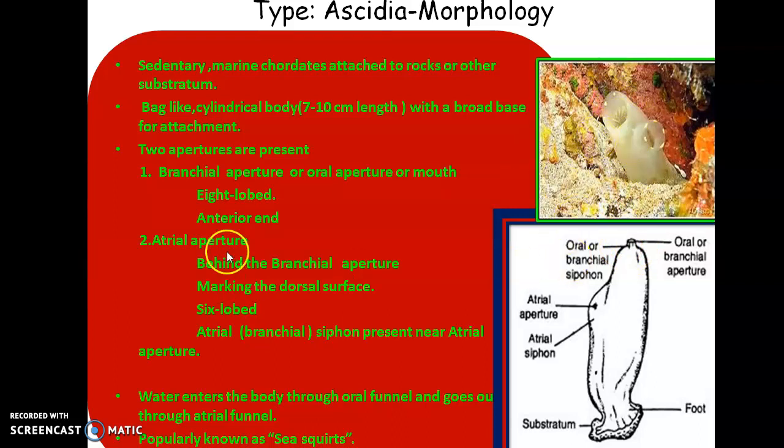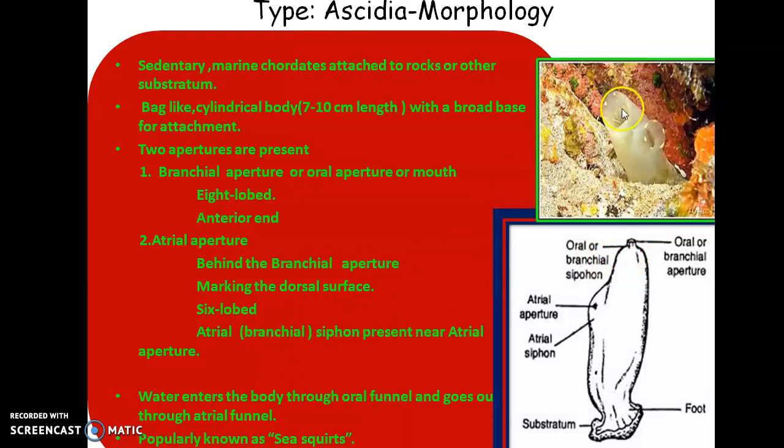Then comes the atrial aperture. Very close to the branchial aperture, you can see another aperture, called the atrial aperture. It represents the dorsal surface of this organism and, unlike the branchial aperture, it is 6-lobed. Connected to both the oral aperture and the atrial aperture, you can see another region called the atrial siphon as well as the branchial siphon, which we will discuss.